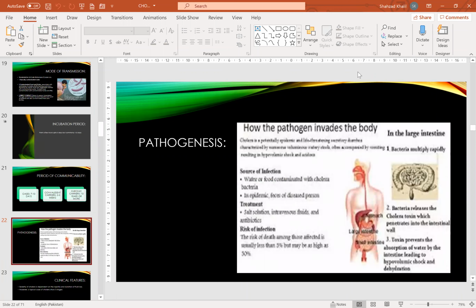Pathogenesis. In the large intestine, bacteria multiply rapidly. Bacteria release cholera toxin which penetrates into the intestinal wall. Then the toxin prevents absorption of water by the intestine, leading to hypovolemic shock and dehydration.